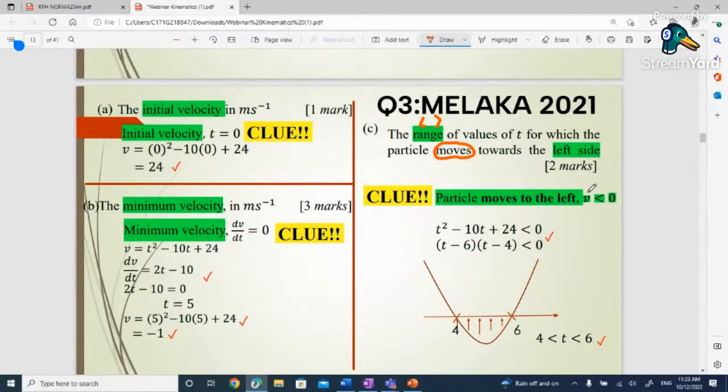Kalau acceleration, nanti kita tengok ada ke tak ada nak sebut kan. Okay, so move to the left. So V less than 0. So this is the graph. Kalau less than 0, this is function for V. Banyak dah kan from the question, less than 0.